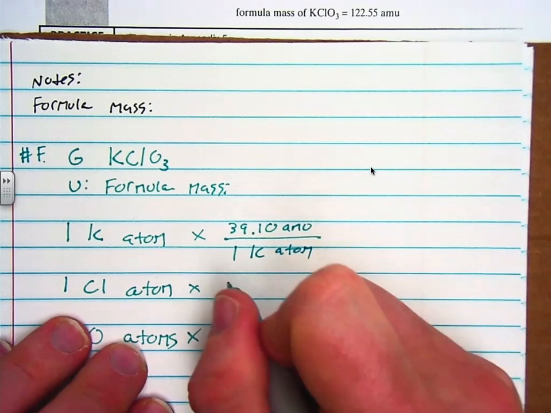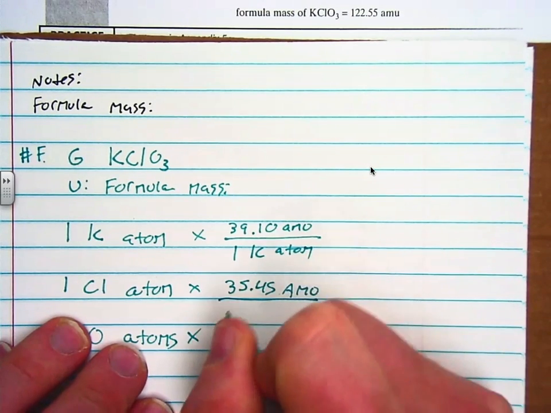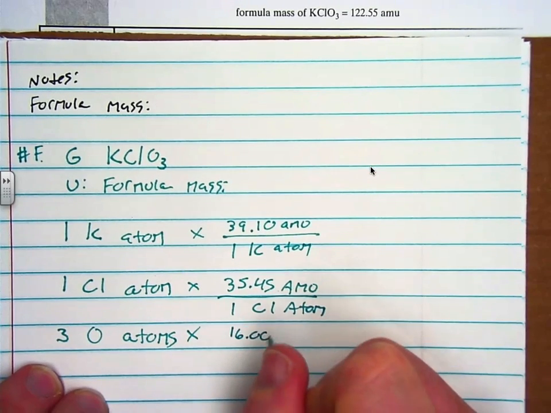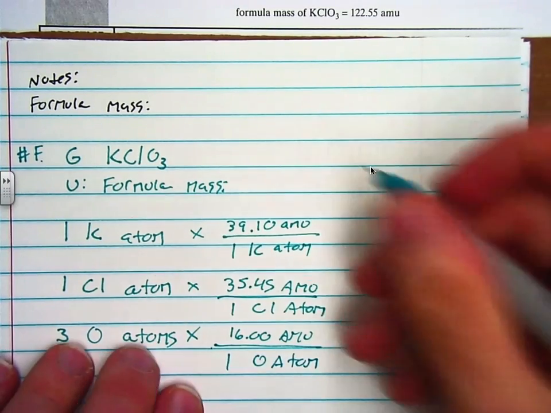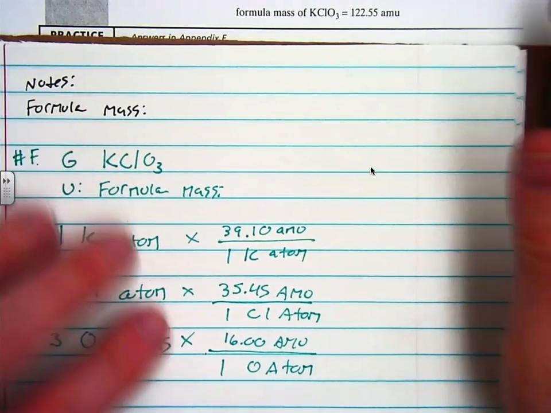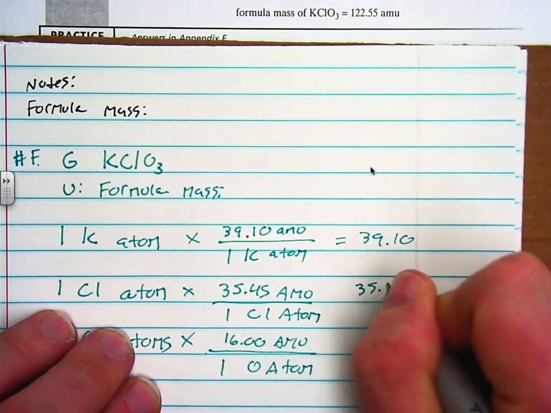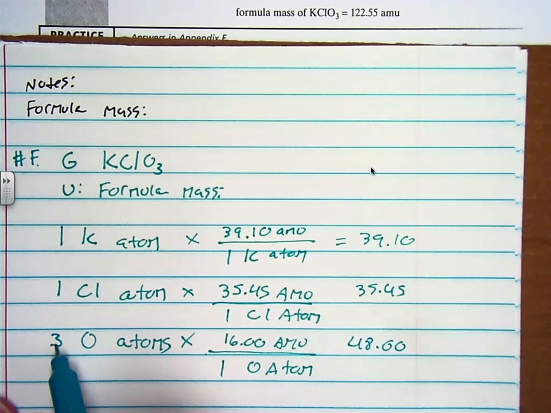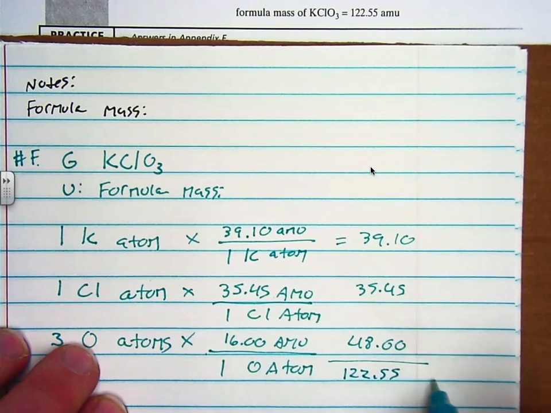We've got 35.45 for every 1 chlorine atom. And we've got 16.00 for every 1 oxygen atom. Okay? And so after that, basically, they get the numbers 39.1, 35.45, and 48. Why is it 48? Because they multiply 3 times 16. And they add it up, and you get 122.55 AMU.